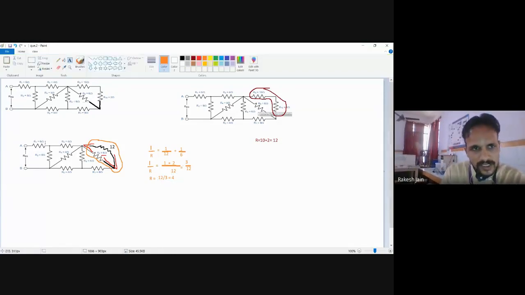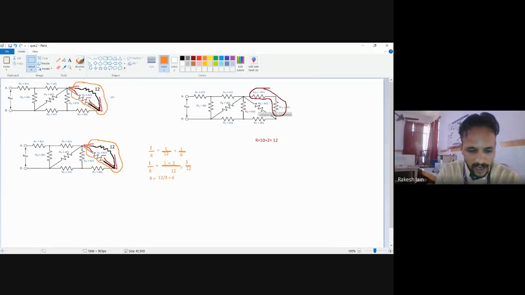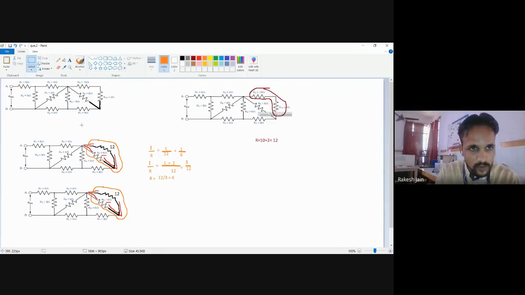So now what will happen with the circuit? Previously my circuit was this one, but now my circuit will be changed. What will be the change? These two resistances will be completely removed, and instead of these two resistances, only a single resistance will become.